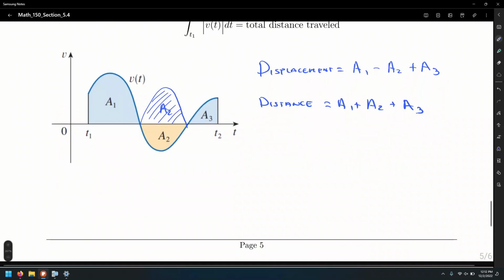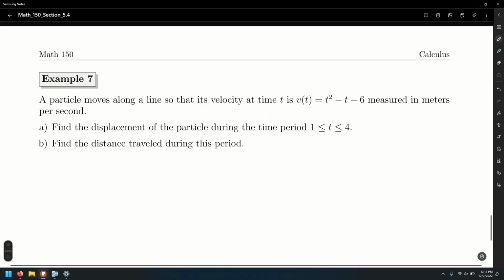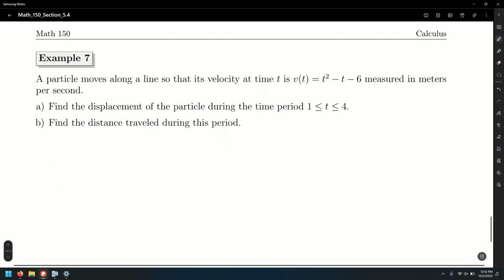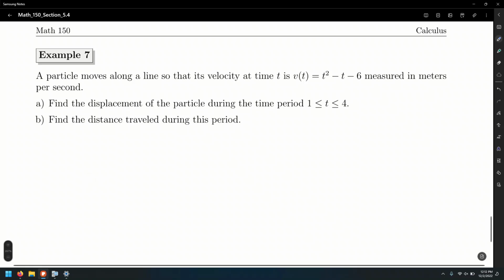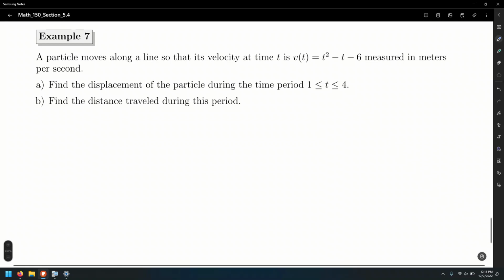So, as an example, we have a particle that moves along a line so that its velocity at time t is given by the function v of t equals t squared minus t minus 6, measured in meters per second. Number one, they're asking us to find the displacement, and they're also asking us to find the total distance traveled. So the displacement is the final position minus the initial position, regardless of the route that you took to get from point A to point B.